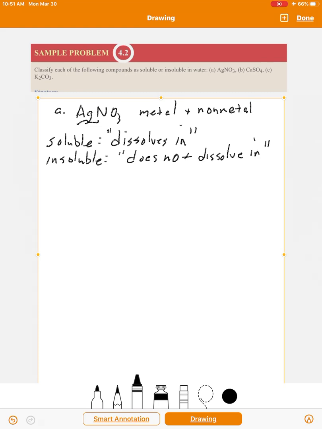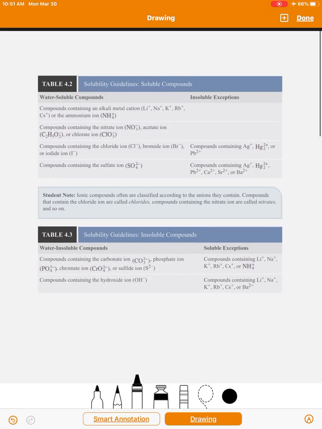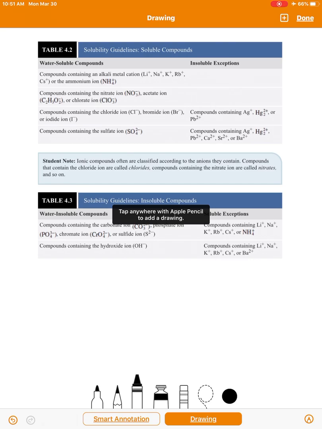Okay? So how do we tell? How do we know if silver nitrate is soluble or not? Very simple answer to that question. I'm going to come back up here to what are called the solubility guidelines, which are in table 4.2 and 4.3. The solubility guidelines tell you whether something is soluble. And so all you do is you go through this list and figure it out. Okay? Now there are other types of lists, other types of charts that are used out there, but I'm going to focus on this one that's in your textbook, your eBook, if you have that.